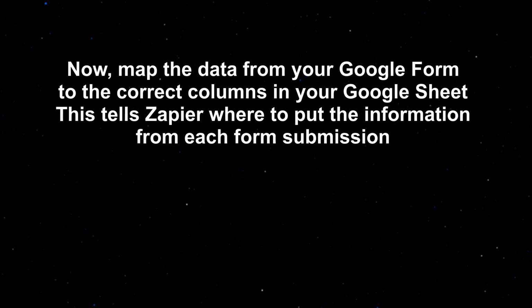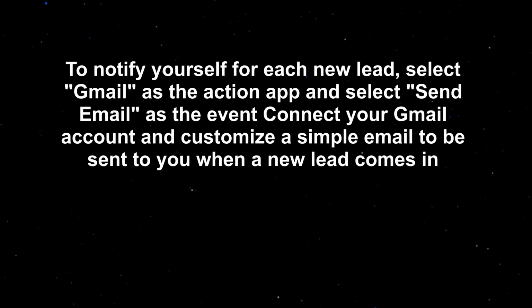Now, map the data from your Google form to the correct columns in your Google Sheet. This tells Zapier where to put the information from each form submission. To notify yourself for each new lead, select Gmail as the action app and select Send Email as the event. Connect your Gmail account and customize a simple email to be sent to you when a new lead comes in.